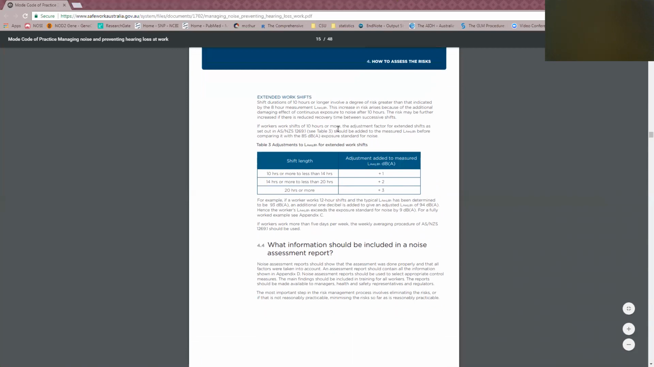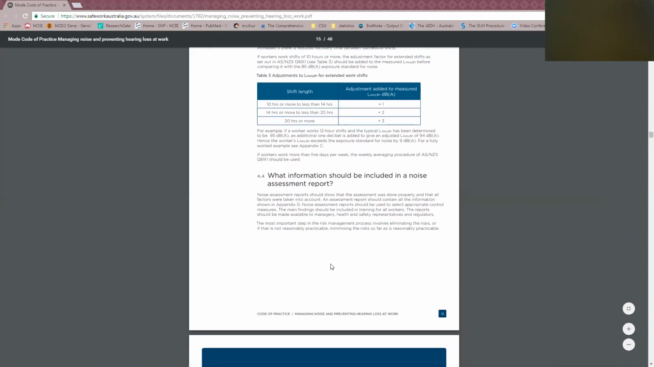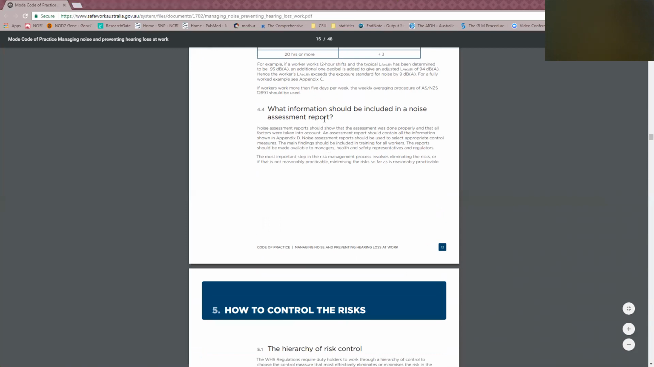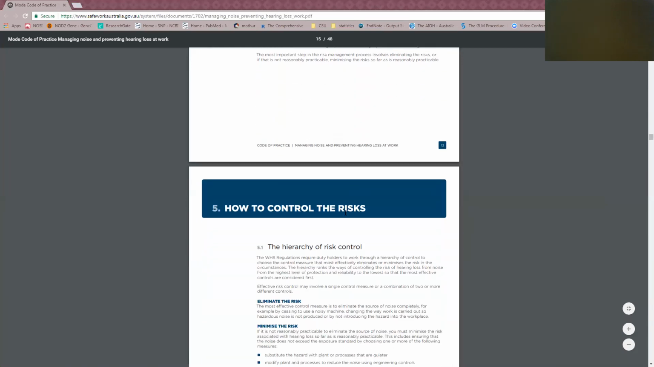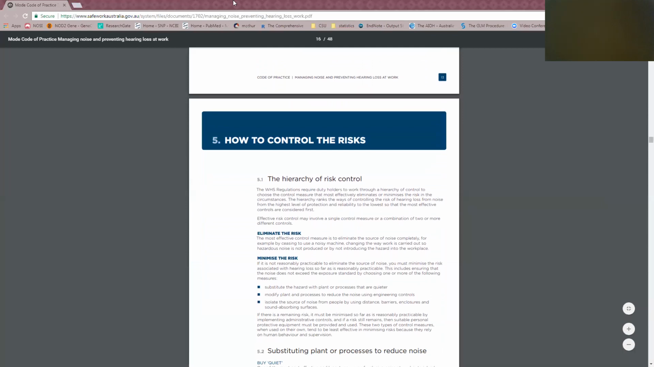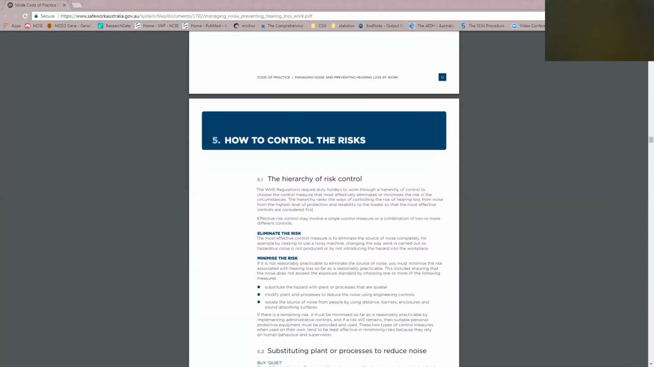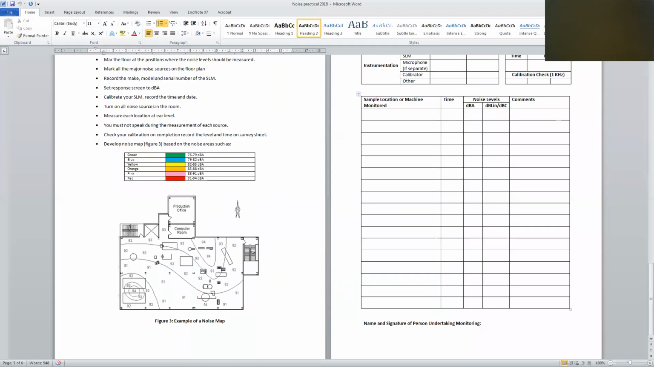So we don't need to worry about extended worksheets, but you will want to look at this section 4.4. What information should be included in a noise assessment report? We'll just go back to keep on track. Come back to the assignment. Nope, that's the assessment.